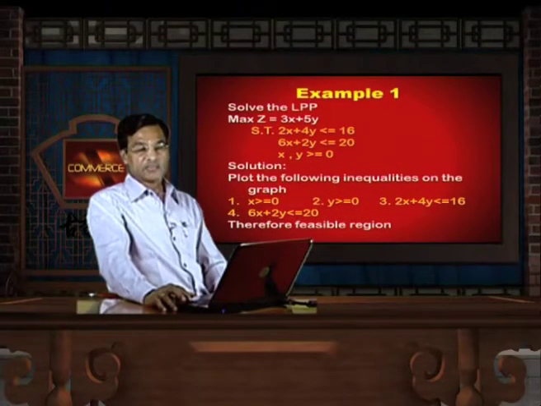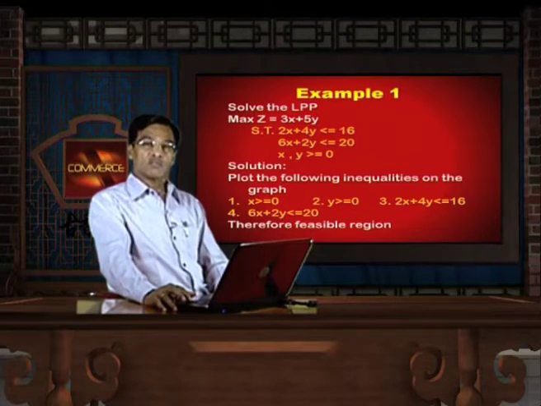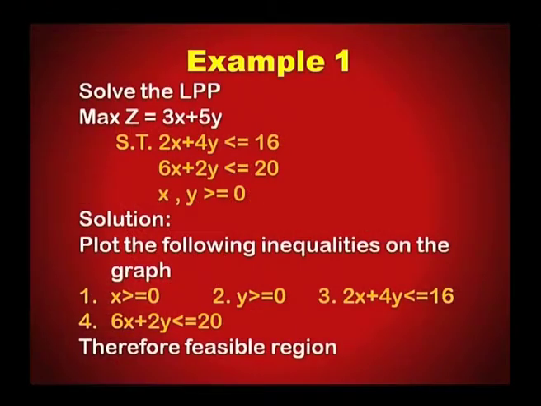Now I am going to explain the process of solution by the graphical method with examples. The first example: solve the linear programming problem which maximizes z equal to 3x plus 5y subject to the constraints 2x plus 4y less than or equal to 16, 6x plus 2y less than or equal to 20, x, y greater than or equal to 0. Its solution is to plot the following inequalities on the graph.